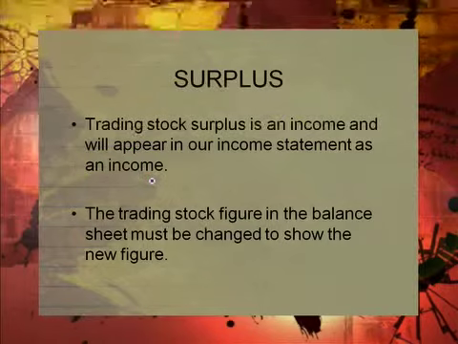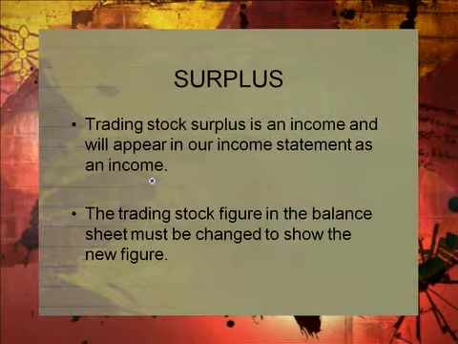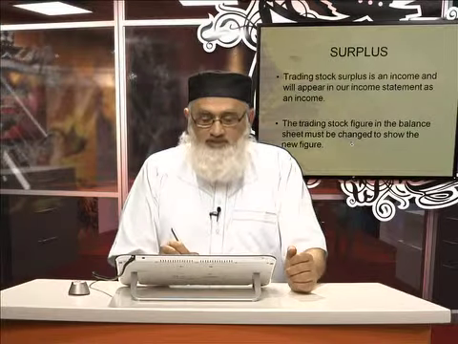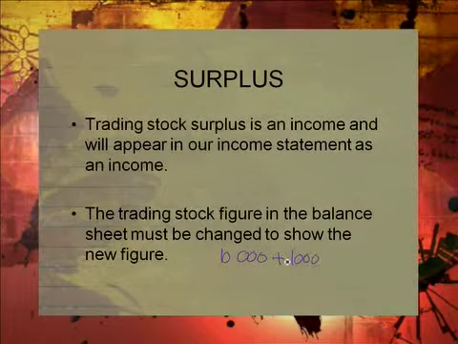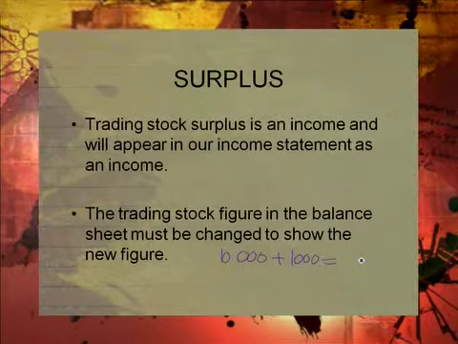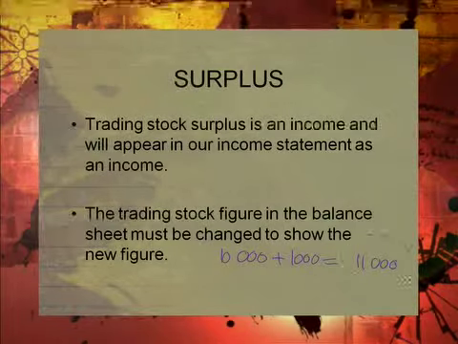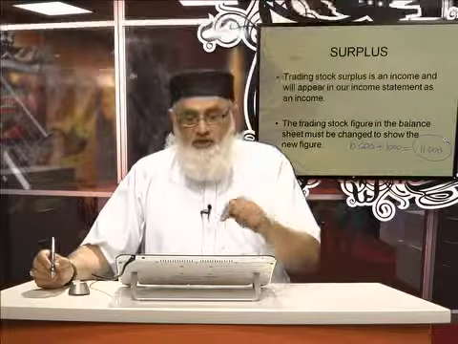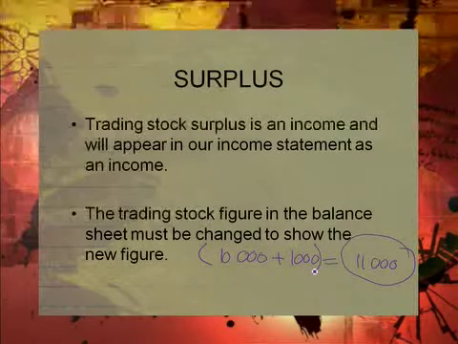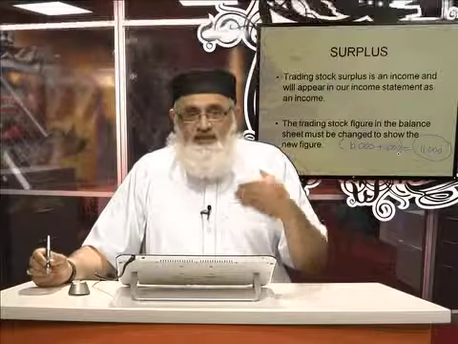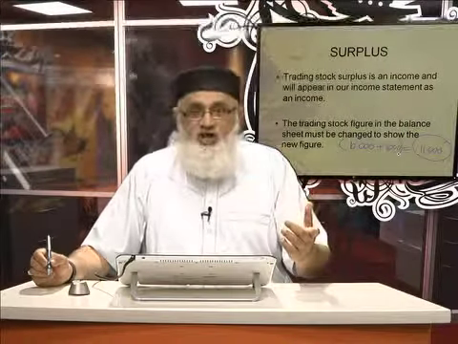What will you have to do? You will have to take your trading stock figure in the balance sheet, and it now must be changed to show the new figure. In other words, if we use the example, it will be the 10,000 Rand plus the 1,000 Rand which you adjusted it, and therefore in your balance sheet you will now show your trading stock as 11,000 Rand, the new figure. Always remember to show this figure in brackets so that you can get part marks. If this appears in an exam or a question paper, then you would at least get some part marks if perchance you get it wrong.